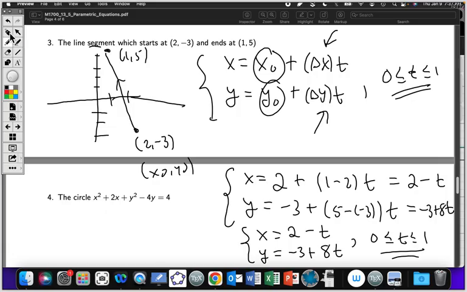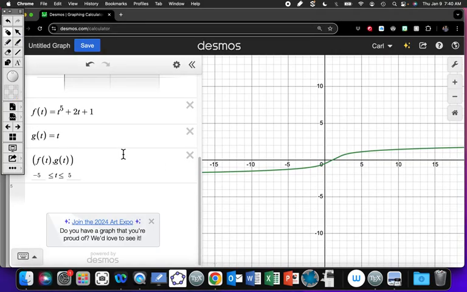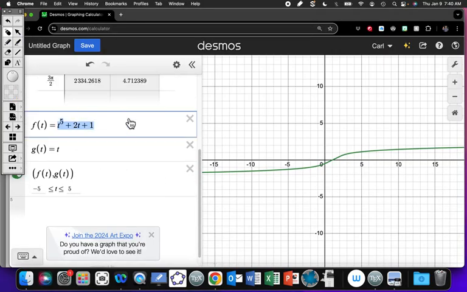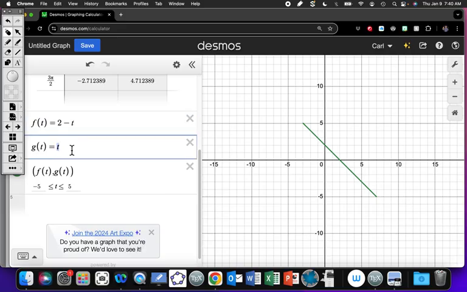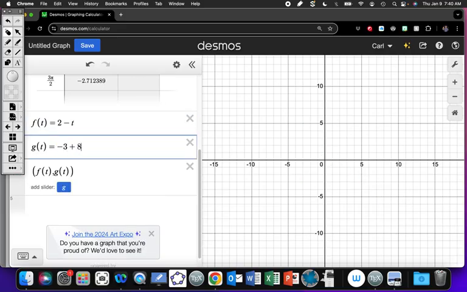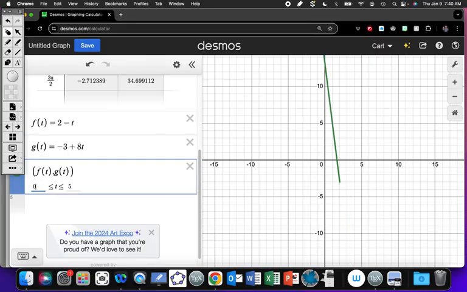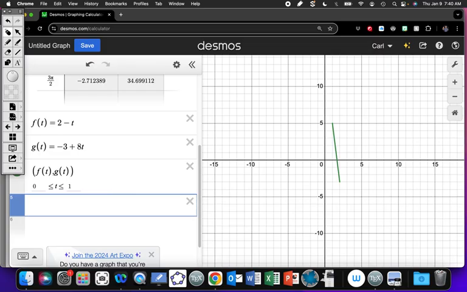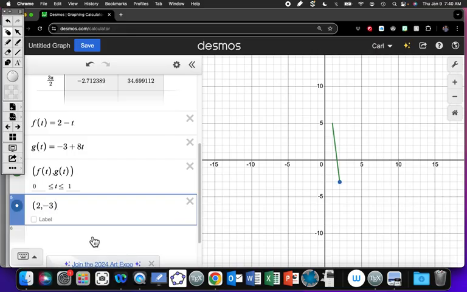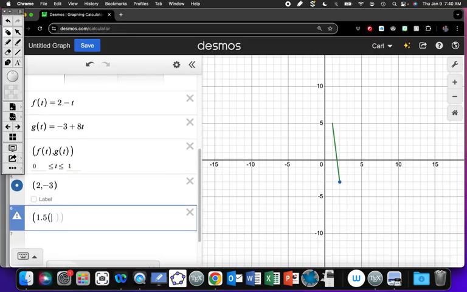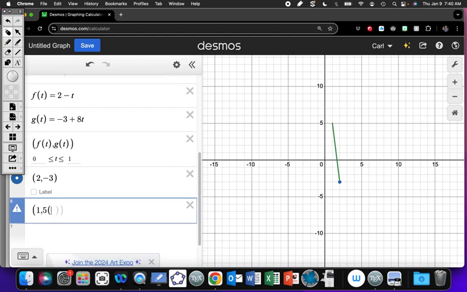Once again, we can look at this on Desmos. So 2 minus t, -3 plus 8t, and t is going from 0 to 1. And we can check here 2, negative 3, and 1, 5. And there it is.